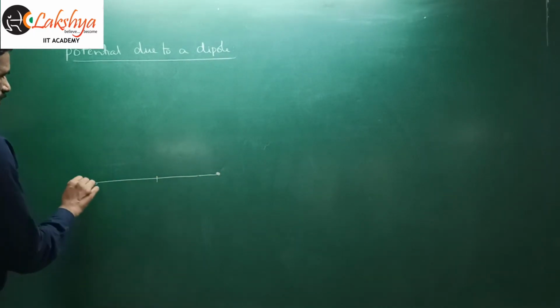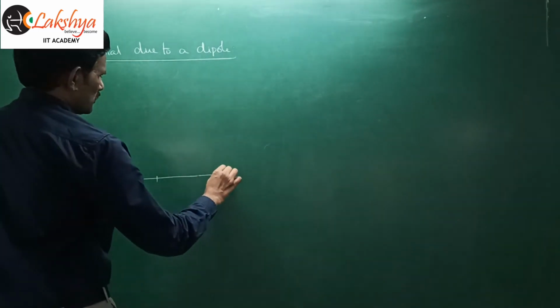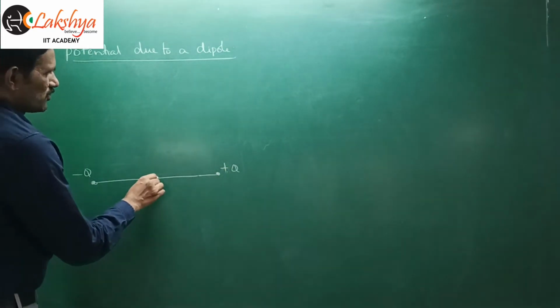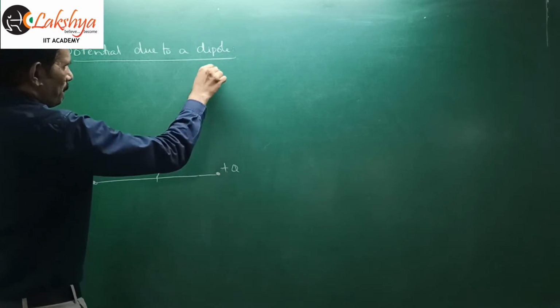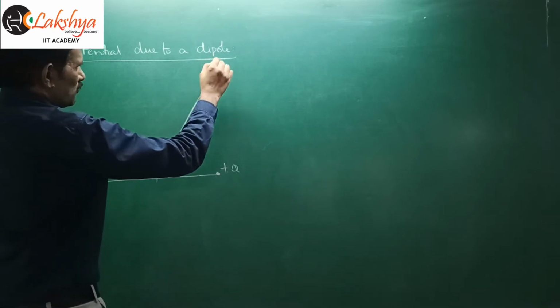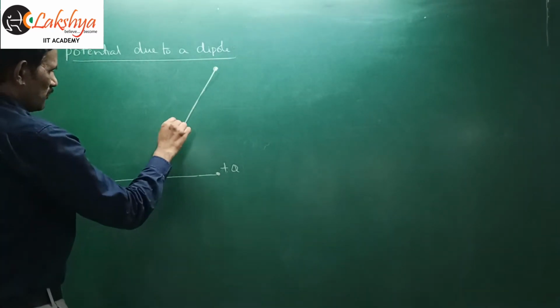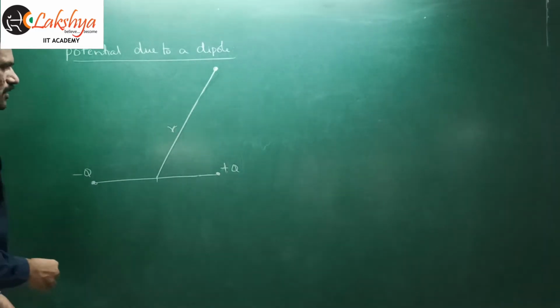Let us say this is the midpoint here, and this is a negative charge and this is a positive charge here. Suppose we are going to find the potential at this point. So we need to find the potential at this point here, which is at a distance r from the center.